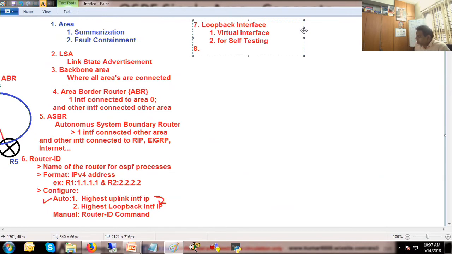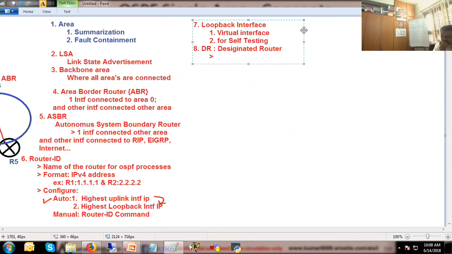Next, we'll use DR. You were told DR, right? DR means designated router. Now, what is a designated router? OSPF doesn't give routes, it will share the topology. Meaning, who will give the whole topology?